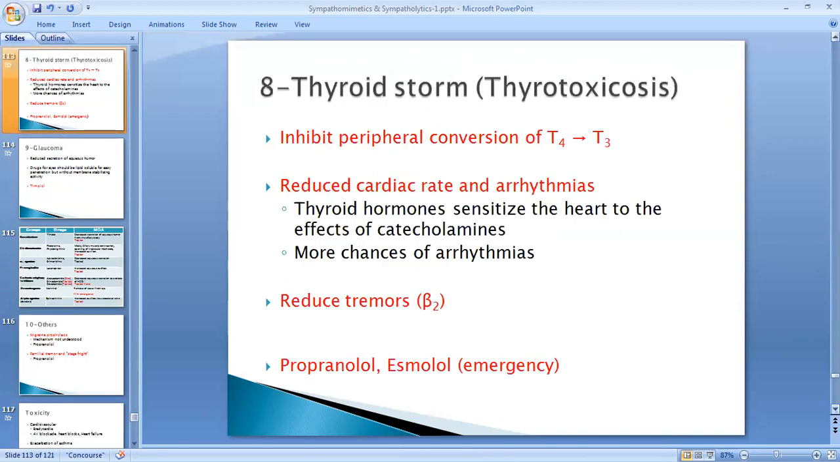Thyroid storm. In thyrotoxicosis, beta blockers inhibit peripheral conversion of T4, thyroxine, to T3, or triiodothyronine, which is an active form. So beta blockers reduce cardiac rate and arrhythmias. Thyroid hormone sensitizes the heart to the effects of catecholamine. So there are more chances of arrhythmias. So beta blockers reduce the sensitivity of the heart. It also reduces the tremors in thyrotoxicosis, and the drugs which are used are propranolol, esmolol.